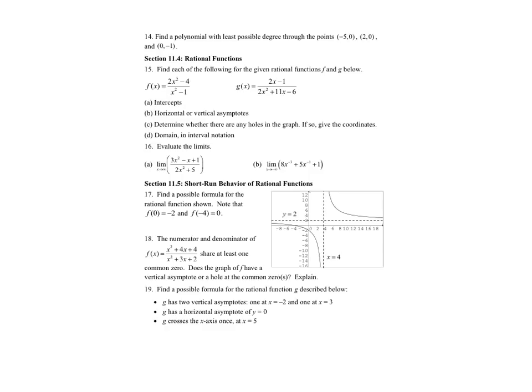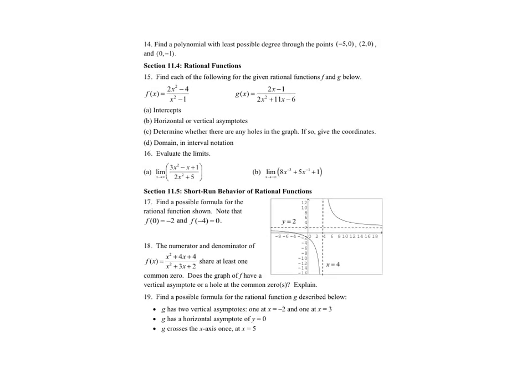All right, so the next one says I want to find a polynomial with the least degree possible that goes through those 3 points. Okay, so let's see if I can. I'm just going to plot the points so that we can kind of see what we're talking about. So -5, 0, that's here. 2, 0, so here. And 0, -1. So it goes through those 3 points, okay?